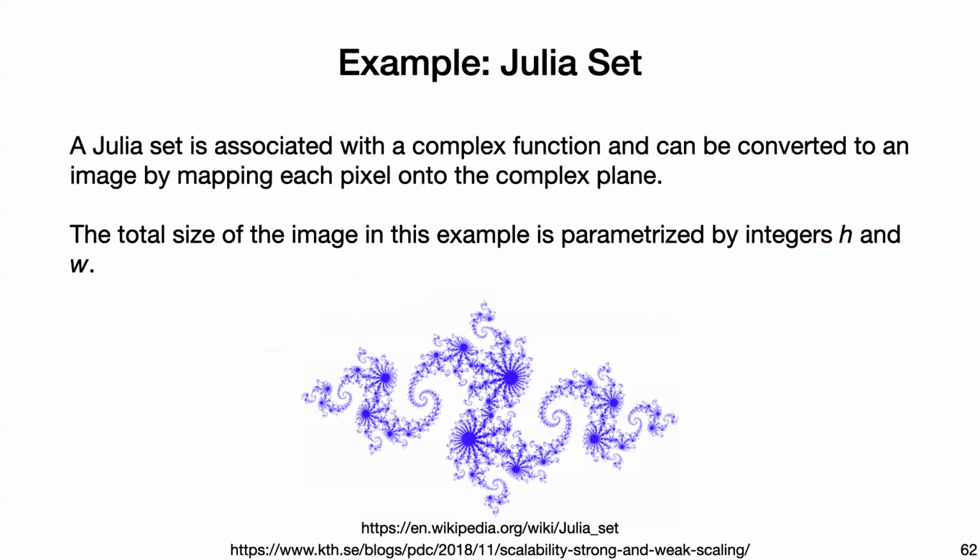Okay. So a short example, suppose we're trying to compute this Julia set, and a Julia set is some mathematical thing, and it's associated with this complex function. Basically for our purposes, the only important part is that it can be made into an image by converting some function into pixels on the complex plane. It doesn't matter how you compute this, but the important part is that you can parameterize it by h and w, which are height and width. Basically you have an image parameterized by width and height, and you need to do some computation per pixel. That's all you need to know for this.